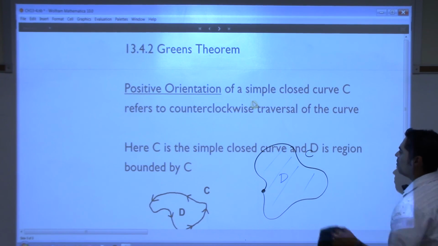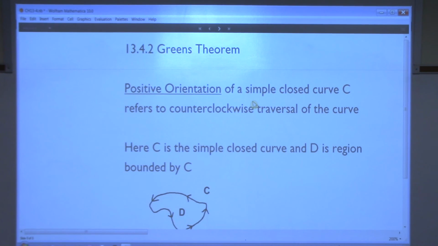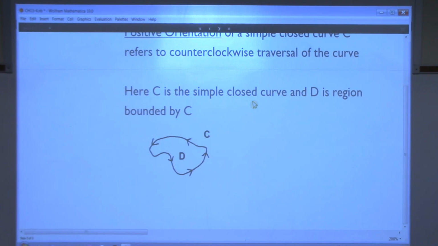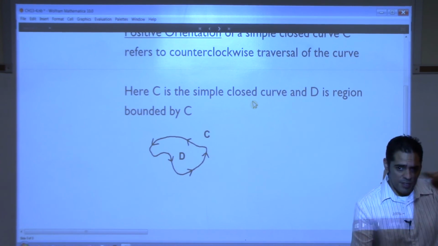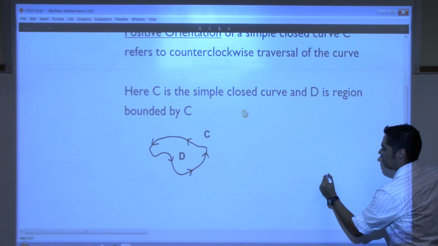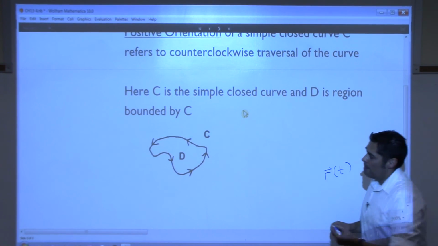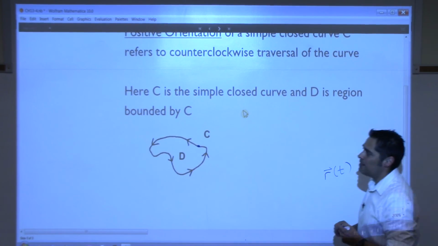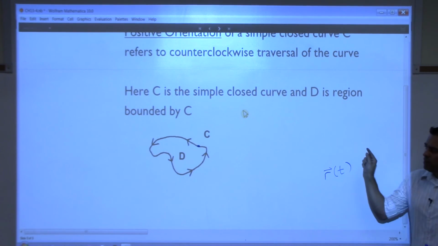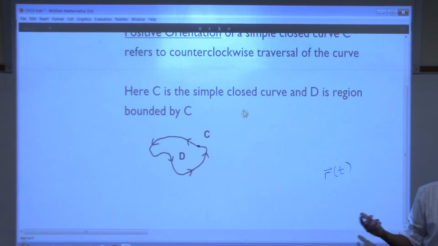So we have to get some language down first. Positive orientation of a simple closed curve C refers to counterclockwise traversal of the curve. Remember, r of t was usually the vector function that would draw the curve. Since it's closed, it's going to go around and come back to itself. We call it positive orientation when you travel along the curve counterclockwise. If you go the other direction, that would be negative orientation.